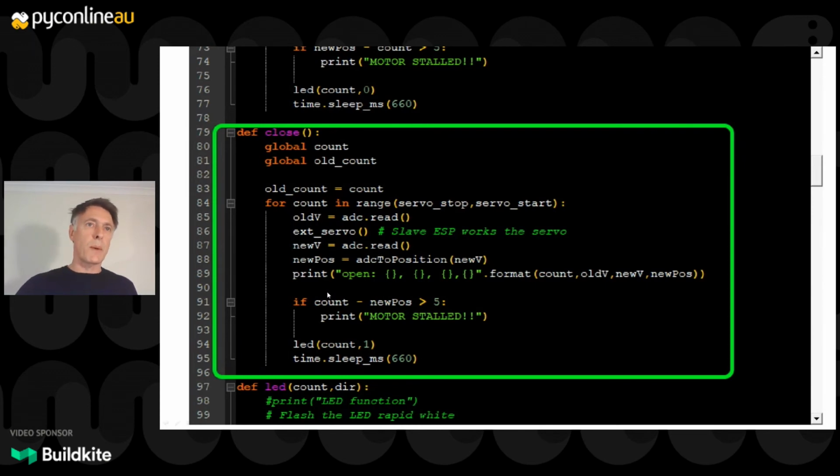But basically we're reading in the ADC. We step the servo. We read the ADC again, and if it shifted, that's great. So that's where we get the new position. And if it has shifted, all good. If the difference is too much, then we've got an issue.